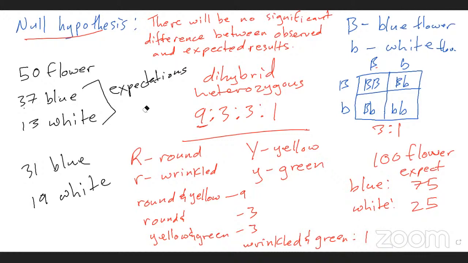Now, let's do it quickly. If I have 375 pea plants, how much do you expect?